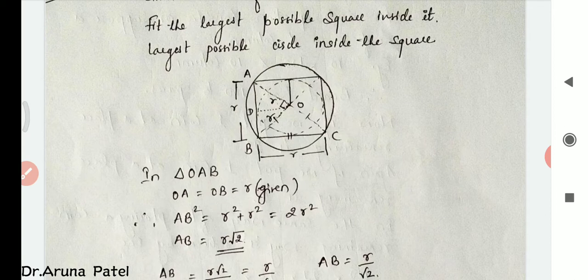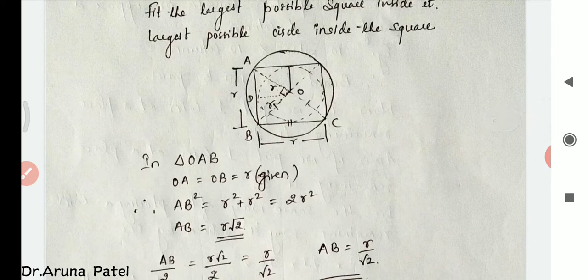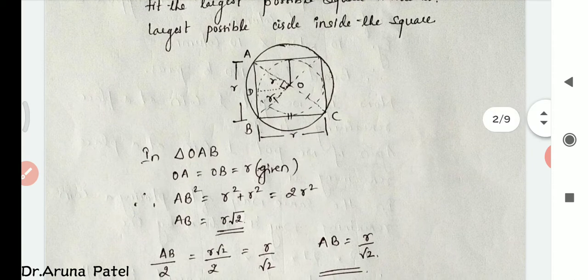So for that we have to consider the triangle OAB. In OAB, OA equals OB, which equals R, given. You know that in a square the two diagonals are mutually perpendicular. So triangle AOB is a right angle triangle. So we put here the Pythagoras theorem. AB square is equal to AO square plus OB square, which is R square plus R square. So we put the value here, and AB we get is R root 2.